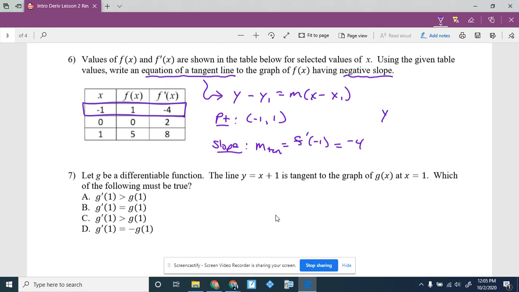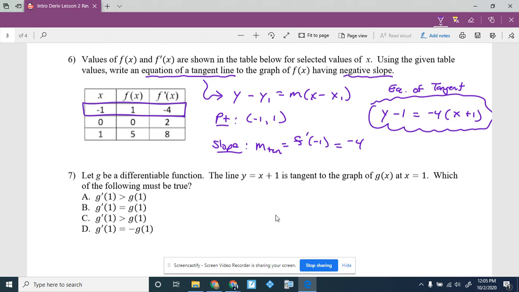So you're going to get y minus 1 equals negative 4 times x minus negative 1, or x plus 1. Put a happy cloud around it, call it a day. That is the equation of your tangent line. They just wanted the slope of the tangent. You'd just say the answer there would be negative 4. But since they want the equation, this is what you do.